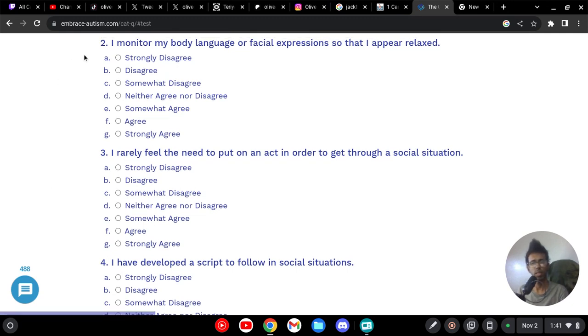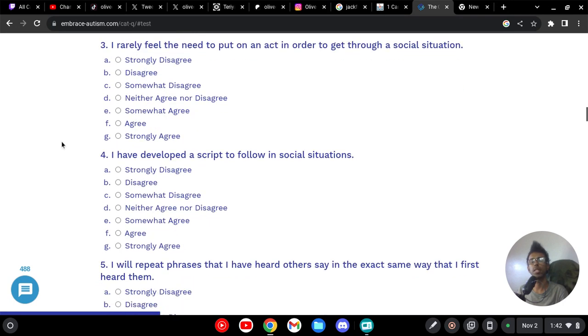Let's see here. I monitor my body language or facial expressions so that I appear relaxed. I don't know about strongly disagree. Actually, no. I don't care about my face, but I do hyperfixate on my body language and how I'm obsessed with not looking aggressive to people. Yeah, I'm hyperfixated. I'm not trying to look threatening to people while I walk, while I stand, where I stand. Yeah. Okay, so question 3.